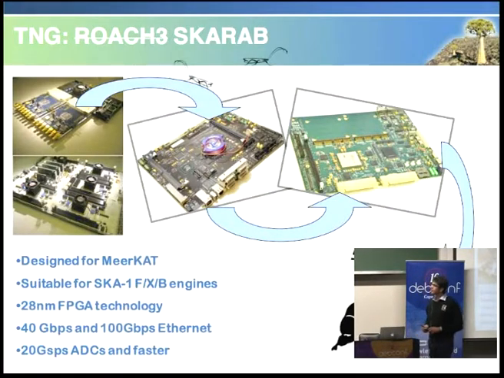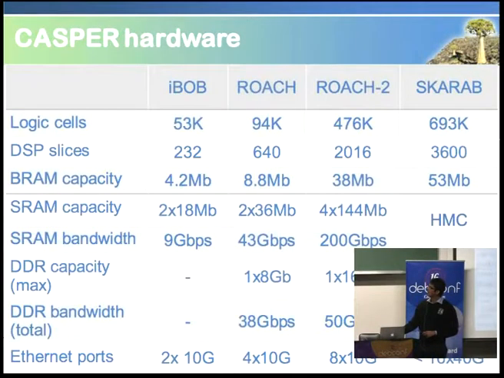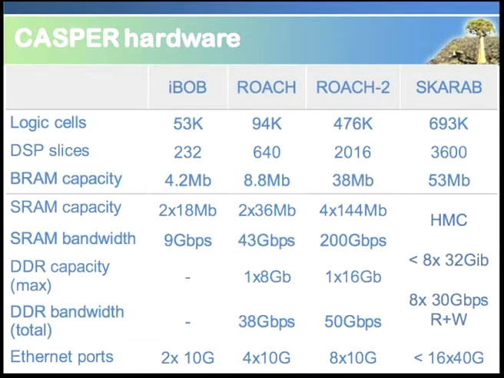And then when it came to build the third generation board, which you'd think would be called ROACH 3, it's not. It's called SCARAB, but it's the same thing. We relabeled it to bring it in line with the upcoming SKA array. We wanted SKA in the name somewhere, but it's the same thing, a bigger, better, faster version. And it looks something like this. Those of you who were here yesterday afternoon may have seen the demo I was giving.